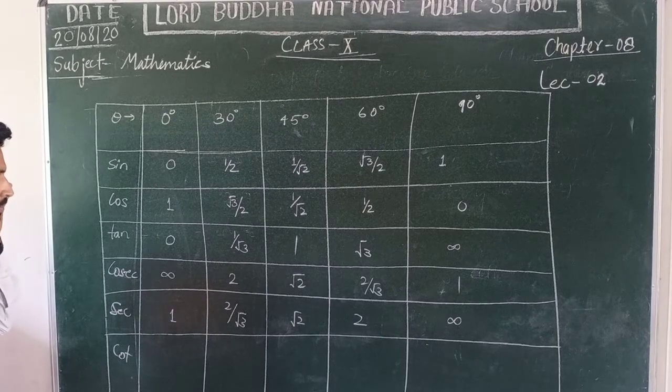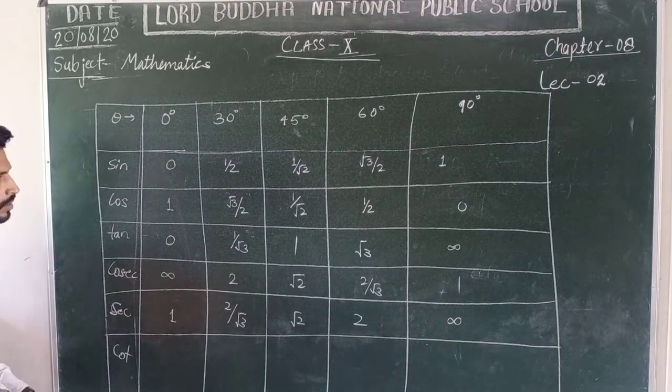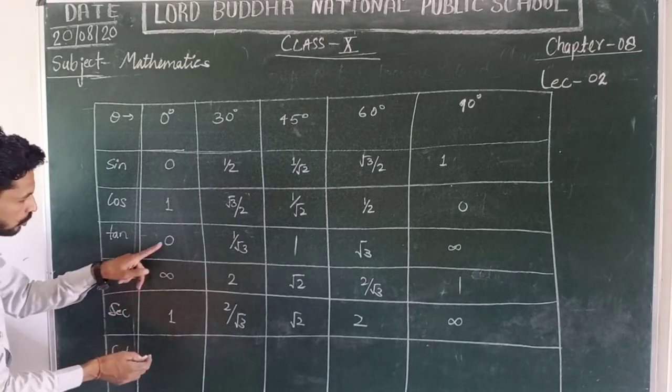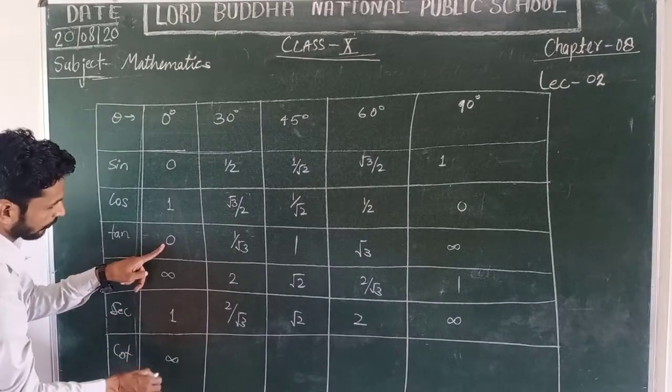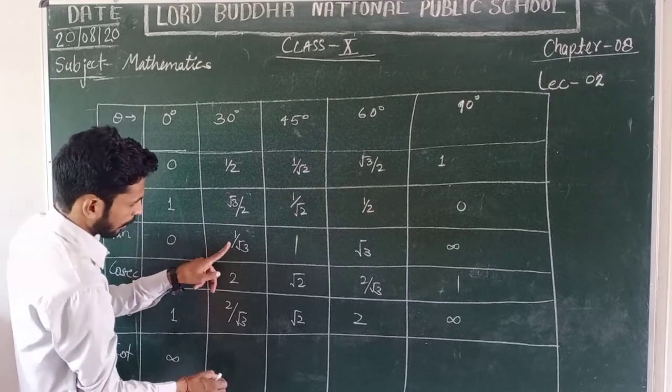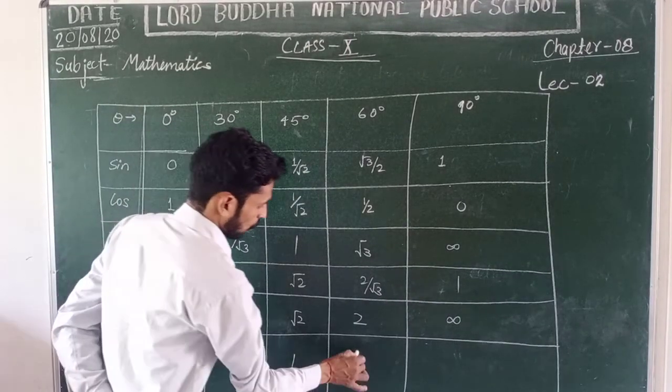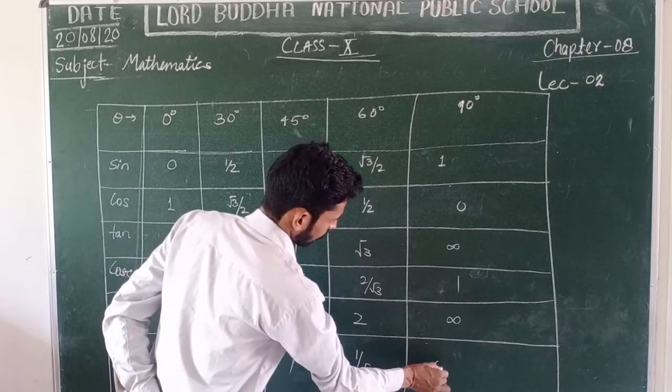So next one is cot. Cot is the reciprocal of tan. So here is the 0, so write here infinity, and here is 1 upon root 3, so write here under root 3, and here is 1 by root 3 and the 0.